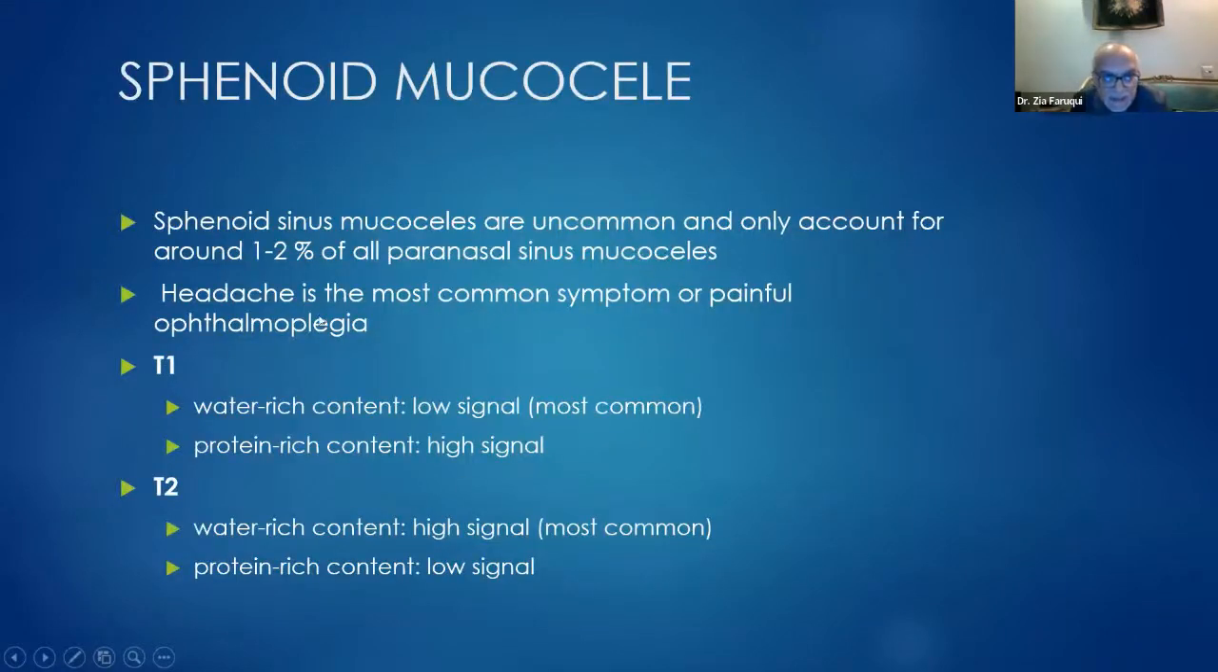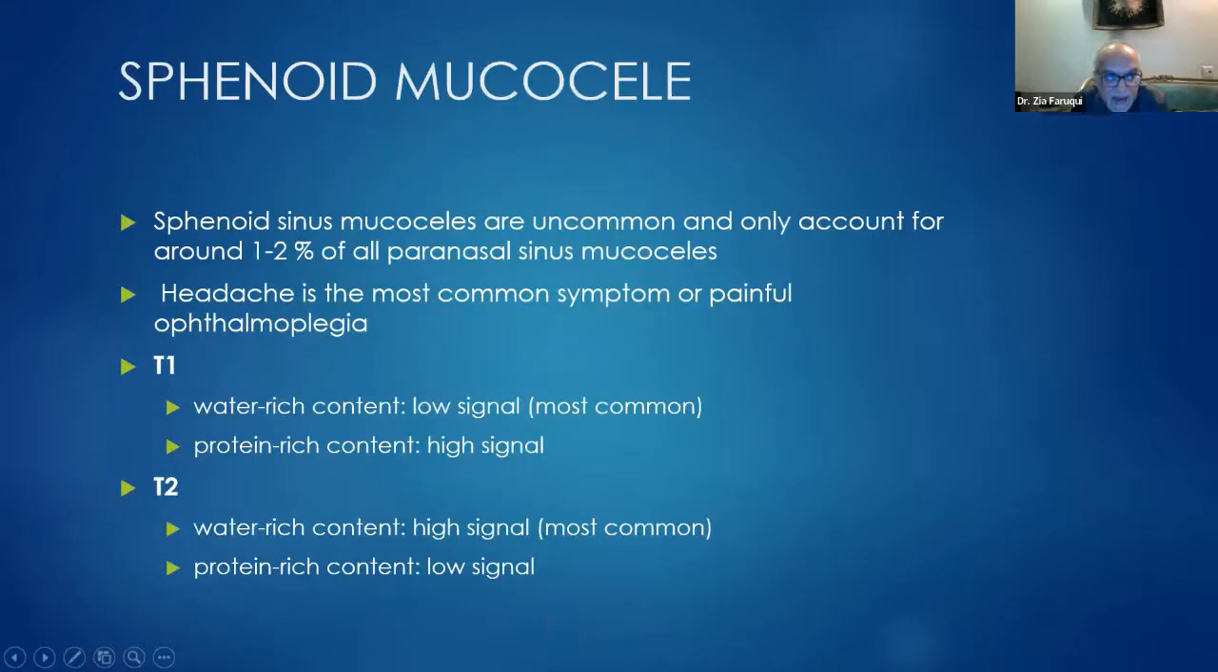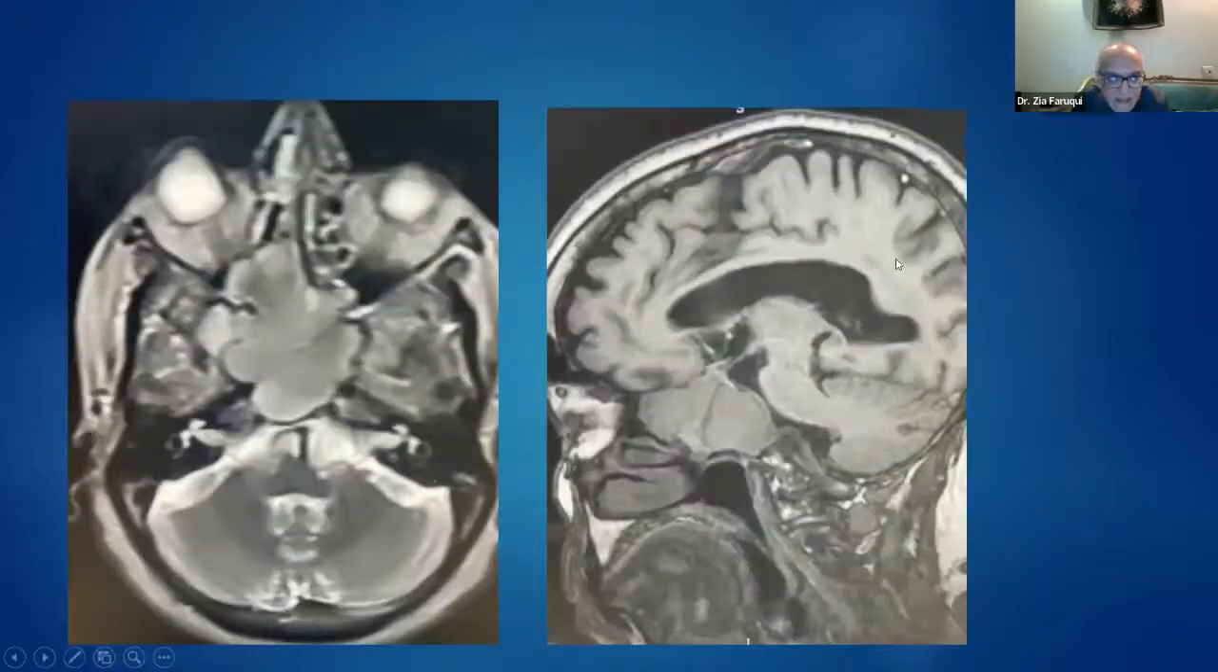Mucoceles are uncommon in the sphenoid sinus, only 1 to 2% of all intracranial mucoceles. And again, because of their high water content, these are low signal on T1. Sometimes because of protein content, it will be high signal. And again, very typical lobular features, expansion of the sinus, extension into the sphenoid sinus, telling you that this is a primary sinus lesion. Plus, they will expand the bone, they will not destroy it, so you will have a very thin bony margin laterally.